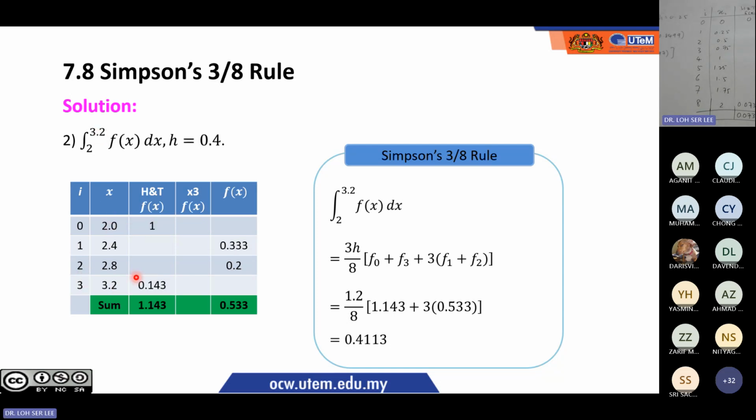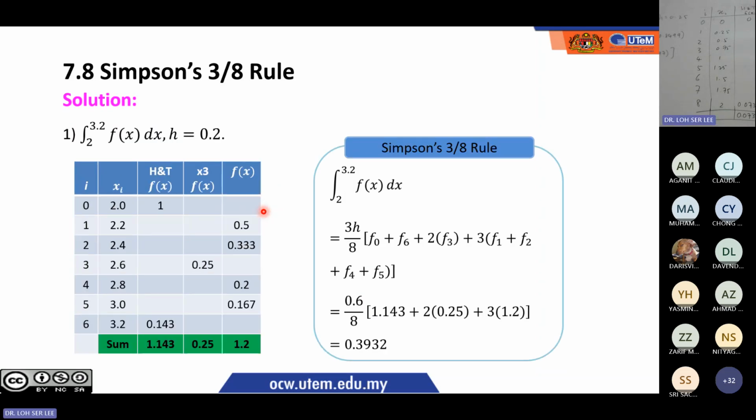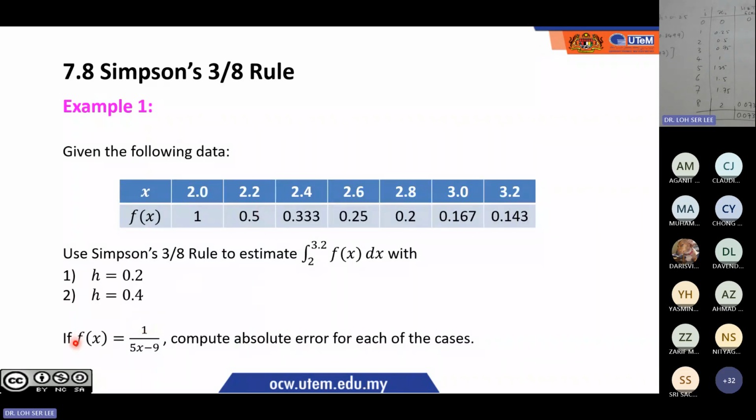This one head and tail, but multiple of 3. Multiple of 3, that means 3, 6, 9. The only multiple of 3 has been taken by the tail. So there is no 3 under this column. And the rest of the FX, you put it under the last column. Put them into the formula, then you get the final answer. Very simple.